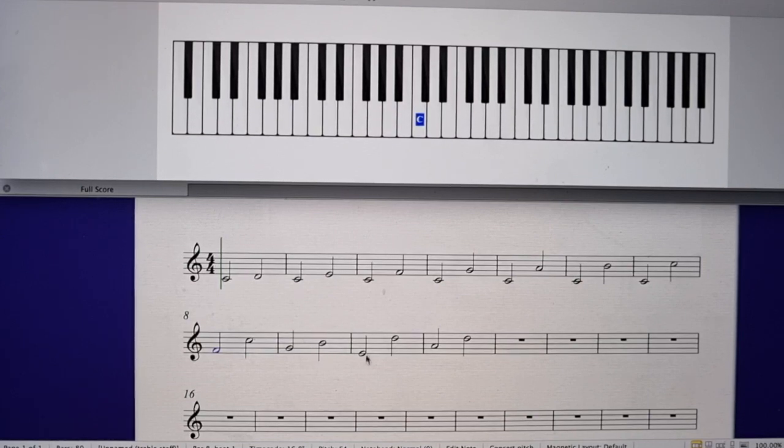Let's have a look at this interval. We've got E to D. E, F, G, A, B, C, D. 1, 2, 3, 4, 5, 6, 7. So we know it's a seventh. Now we're going to determine whether it's major or minor.